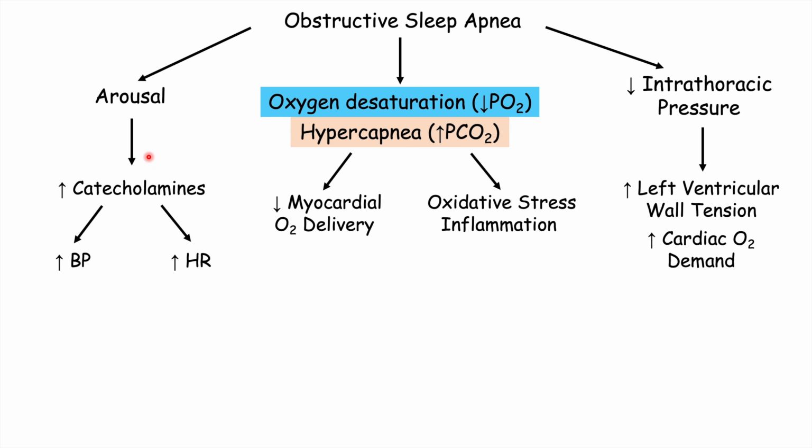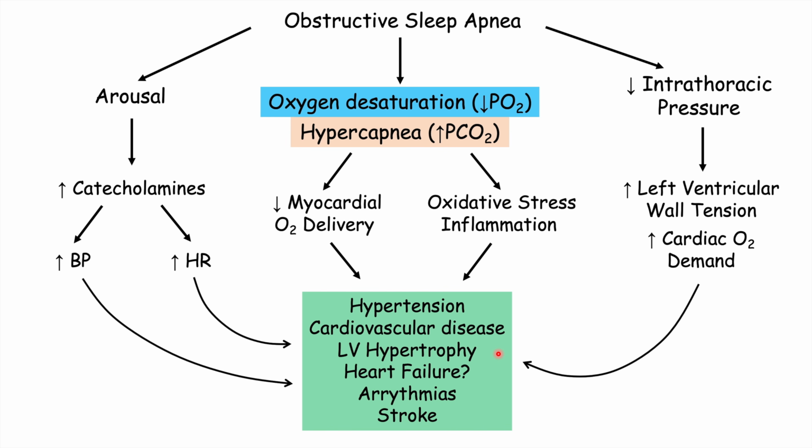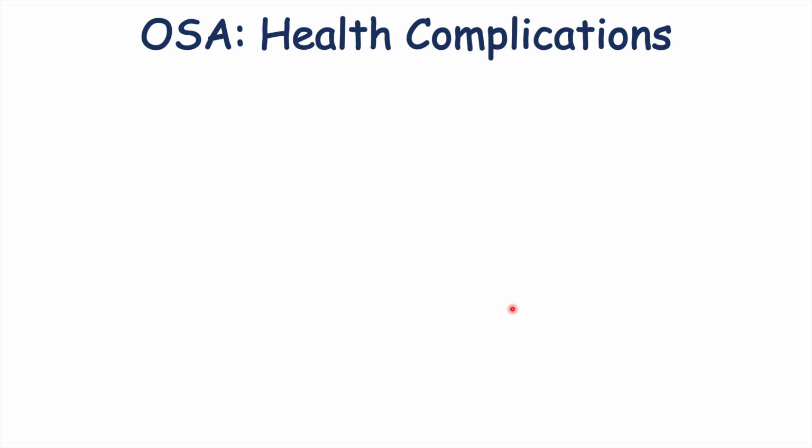So with all of these, obstructive sleep apnea can increase the risk or cause the following conditions: hypertension or high blood pressure, cardiovascular disease, left ventricular hypertrophy. There is some question as to whether obstructive sleep apnea increases the risk of heart failure. Obstructive sleep apnea can also lead to arrhythmias and also increase the risk for stroke. So because of these mechanisms we mentioned here, all of these conditions are more likely to occur in a patient with obstructive sleep apnea. So that leads us into the health complications.